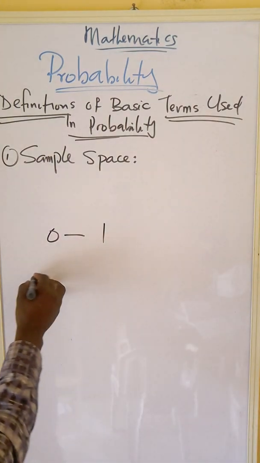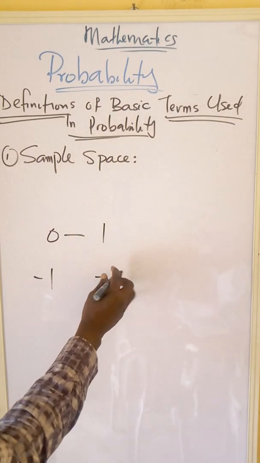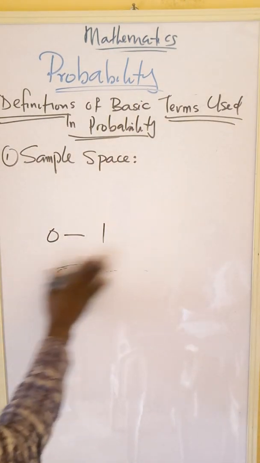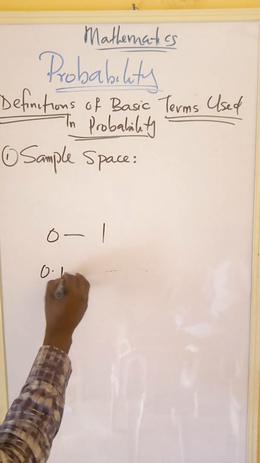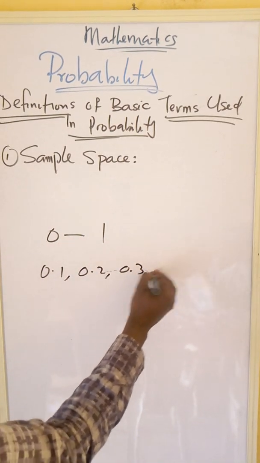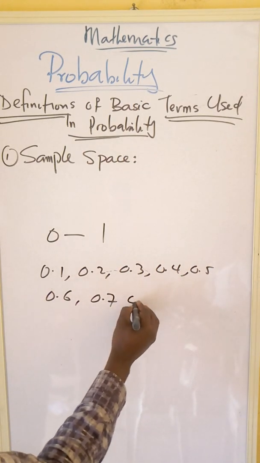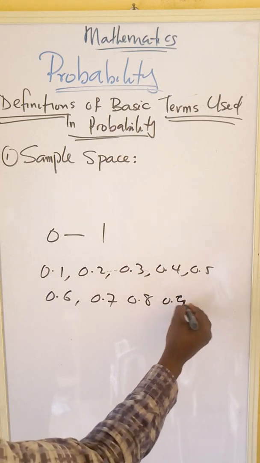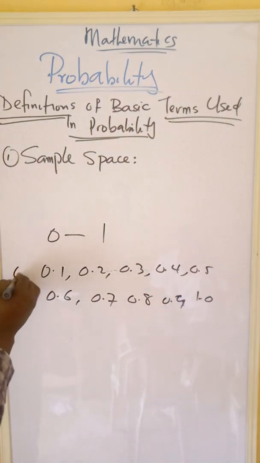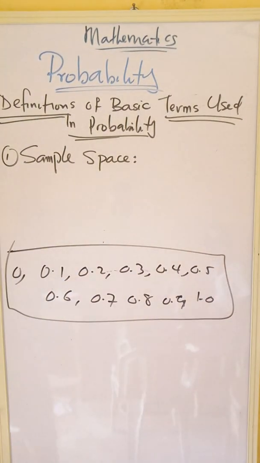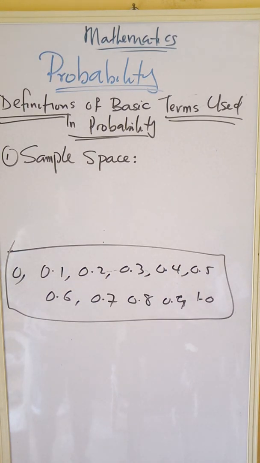So we don't have negative in probability, and we don't have 2, 3 in probability. The only thing we have in probability is from 0 to what? To 1. 0.1, 0.2, 0.3, 0.4, 0.5, 0.6, 0.7, 0.8, 0.9, and 1.0. So we also have 0. So these are the only figures you will see in probability. Aside from this, it's no more probability, because probability is raised from 0 to 1.